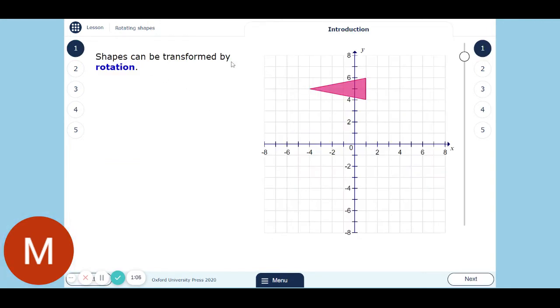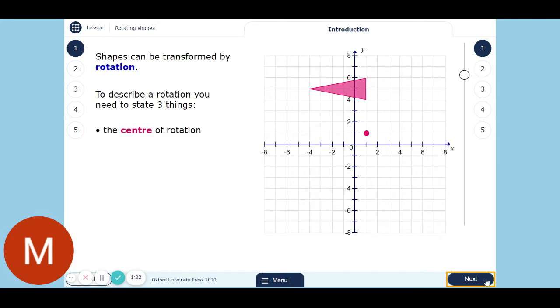Shapes can be transformed by rotation. We've already looked at translation, that's moving it around, and reflection, that's a mirror image of things. You need to say three things in order to describe a rotation. The first one is the center of rotation. We've got a little dot on there. That's the coordinate 1, 1. That might be the center of rotation. And the angle of rotation.